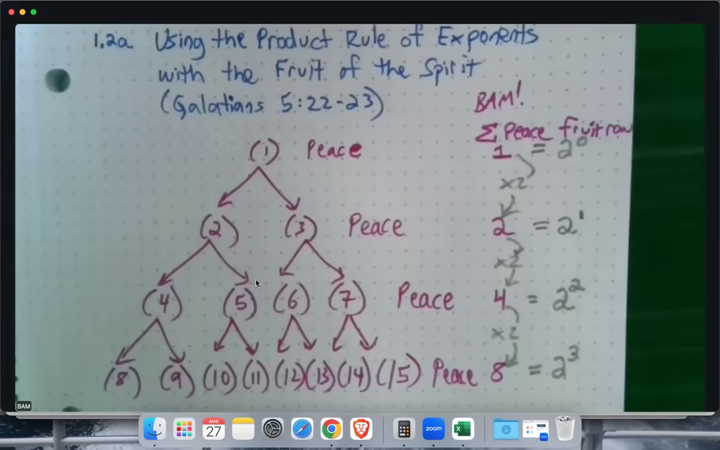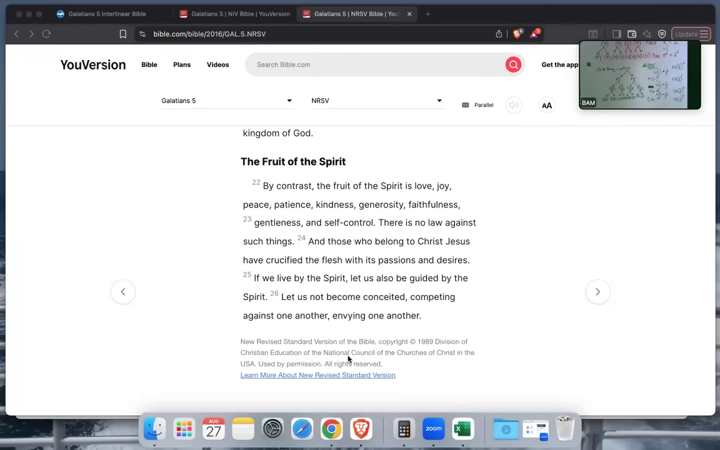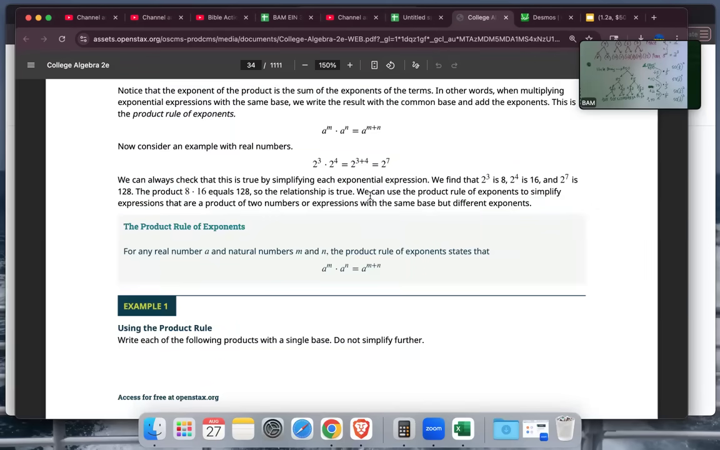So we're talking about fruit. Product rule of exponents in College Algebra, 2nd edition by OpenStax. It says the product rule of exponents for any real number A. So remember, every real number has a location on the number line. They can be positive, negative, 0. They can be rational or irrational. And if you don't know about those numbers, you can go back to the 1.1 videos.